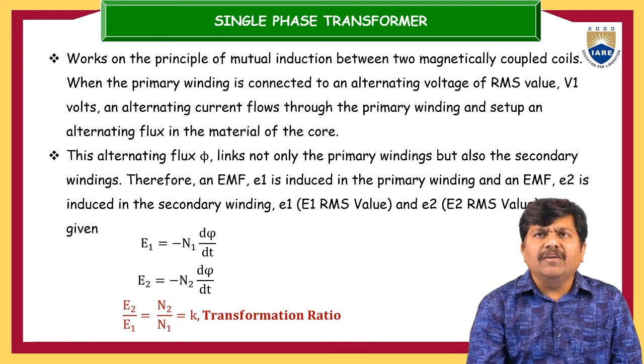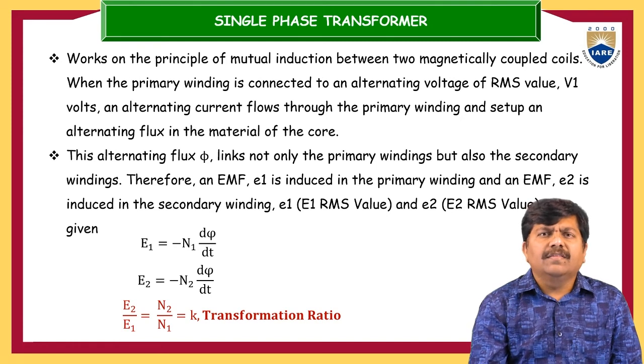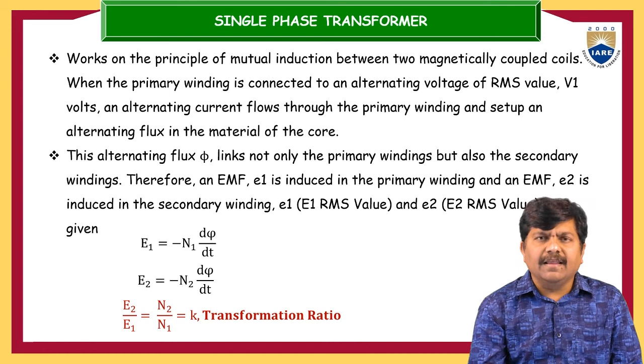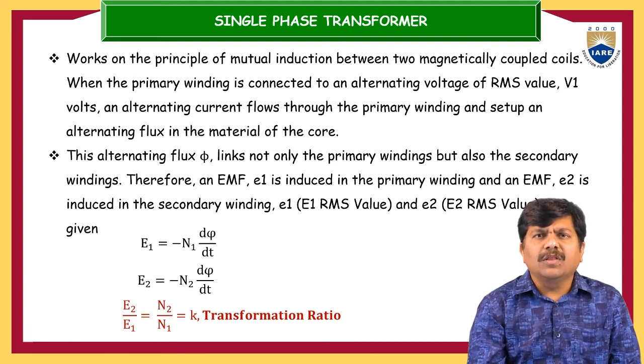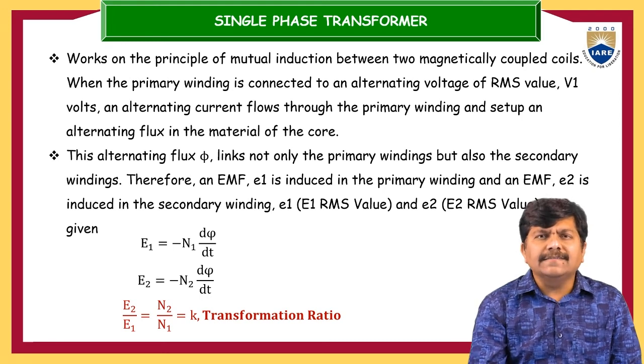Now, this alternating flux links not only the primary winding but also the secondary winding. When the supply voltage is switched on, there will be a magnetic flux. It passes through the primary and to the secondary, and again from the secondary to the primary. There will be a circulation of this alternating flux through the magnetic core. Here the properties of the magnetic core are very important. It should have low reluctance. Reluctance is nothing but a type of opposition to the flow of flux.